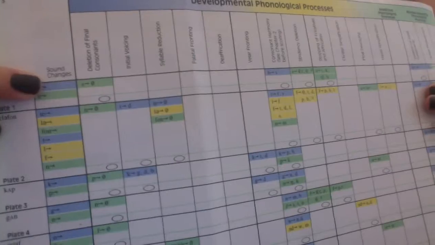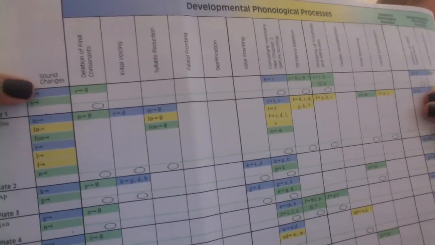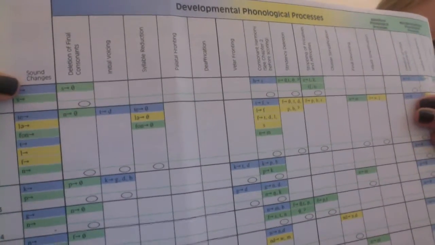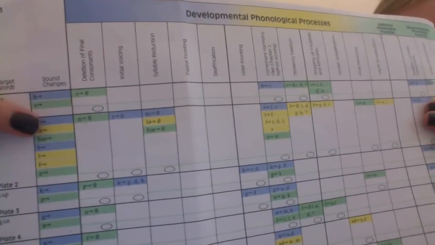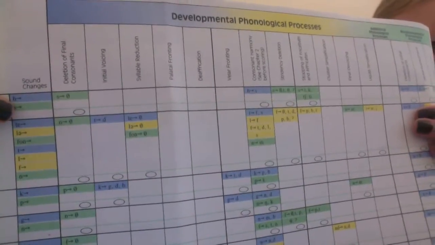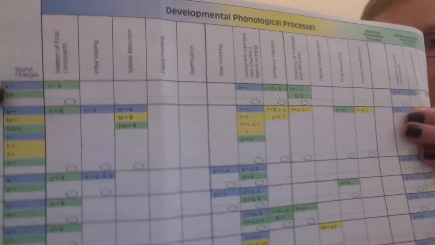There's also different highlighting. If you can see the blue, it would be in the initial position of words. The yellow would be in the medial position of words, and the green would be in the final position of words. And that just is highlighted throughout this chart as well.